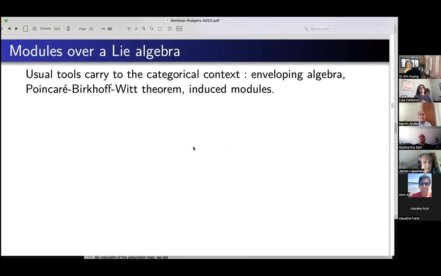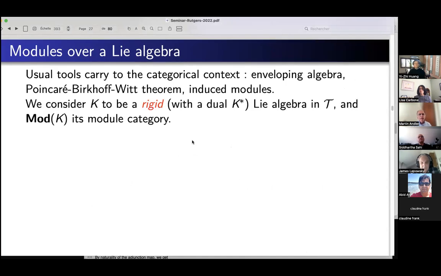Now, we want to consider modules over a Lie algebra. So the first observation is that in the categorical context, the enveloping algebra and the Poincaré-Birkhoff-Witt theorem hold, and we also have the notion of induced module. All of these things work in the same way, although the proofs are substantially different. And now we consider K to be rigid, which means that it has a dual K star, and I should add that the terminology varies a bit. The dual of K star is K, so K is reflexive, which is not always the case when you talk about rigid. And we are going to study the module category of this rigid K.